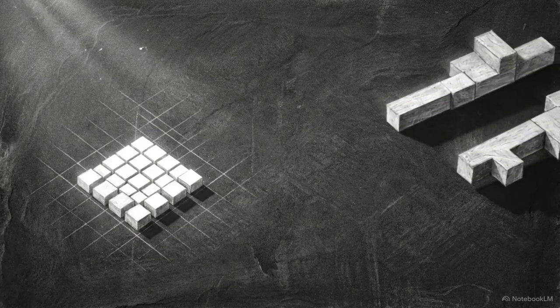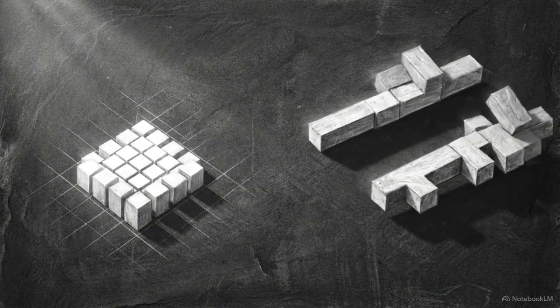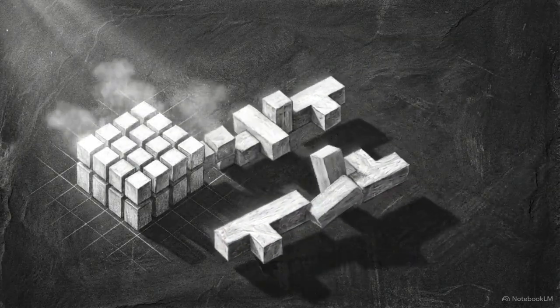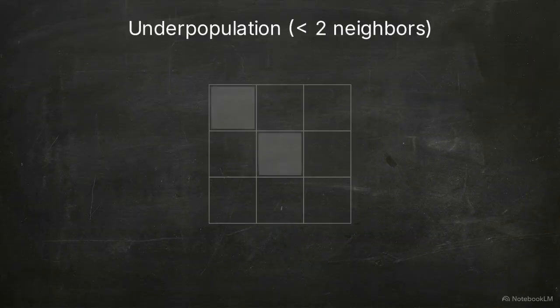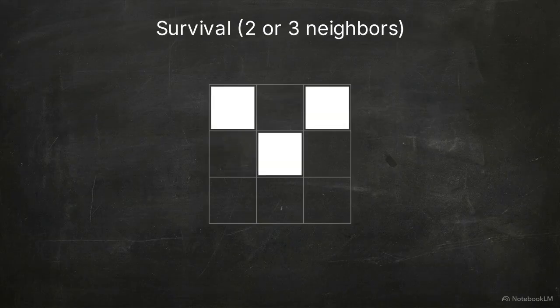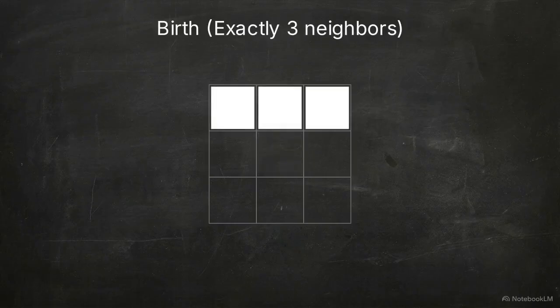If you scatter a random assortment of pixels across a digital grid, most would simply vanish. But with the right initial seed, these pixels resolve into crawling, pulsating structures. To our eyes, they appear to move with purpose. The system has 4 rules. Cells die from underpopulation or suffocation, survive with 2 or 3 neighbors, and are born with exactly 3.